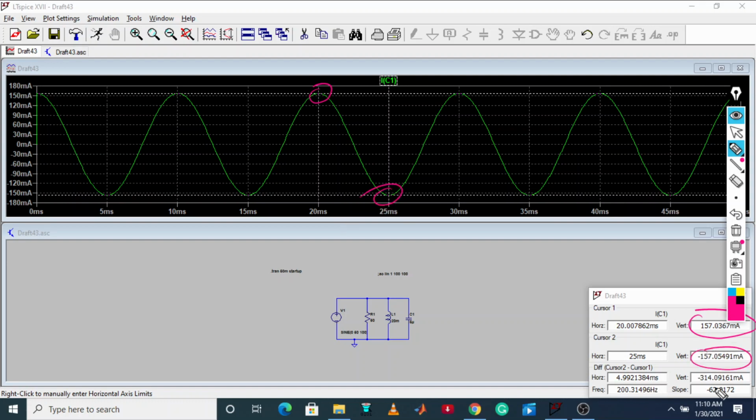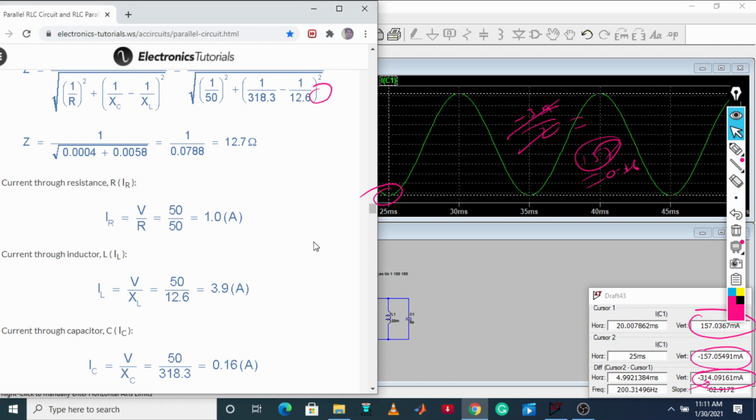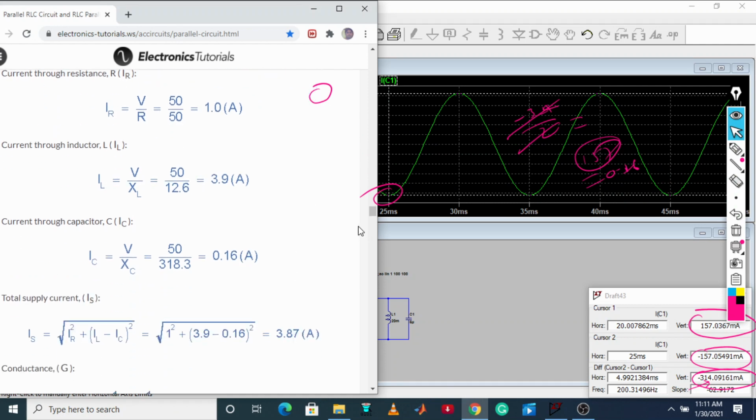And what this simulator does is calculate second minus first. So it is giving a minus sign, but the total will be 157 minus this one, which will give you positive. It is around minus 314 milliampere, divided by 2. If I just divide by 2, it is going to give me 157 milliampere or 0.16 ampere, which is almost equal to what we have seen in the calculation, 0.16 ampere.